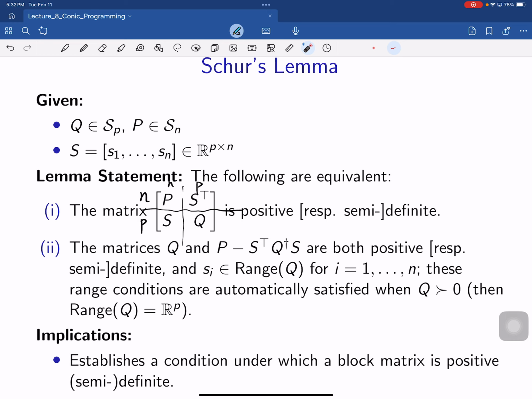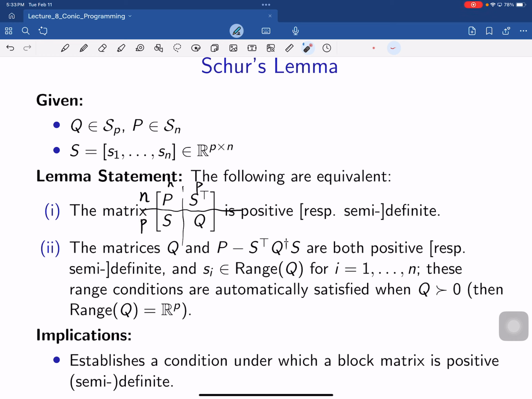There's another condition saying that all the columns of S have to be in the range space of Q. For now, you can just ignore this condition because it complicates things. When Q is full rank, this condition holds automatically. So you can just remember that if Q is a full rank matrix, you only need to check that Q is PSD, and that P minus S transpose Q inverse S is also PSD. So that's the idea of Schur's lemma.